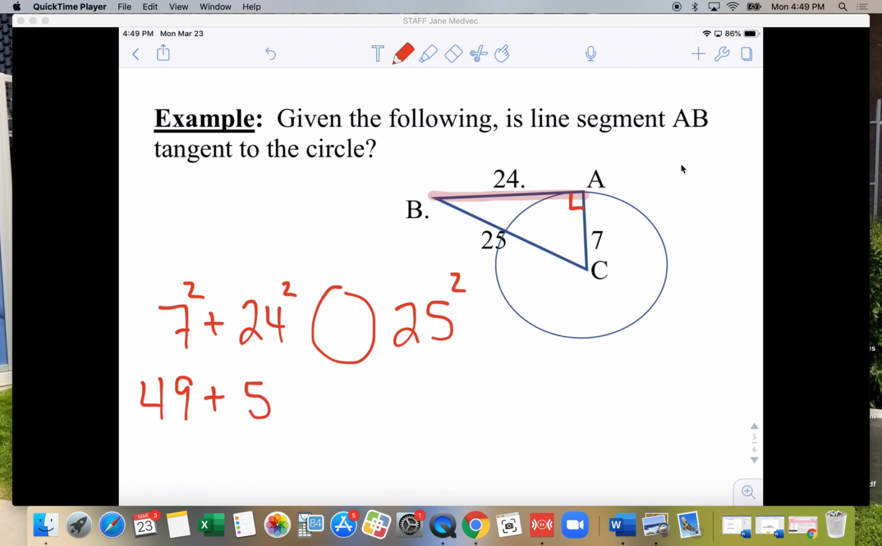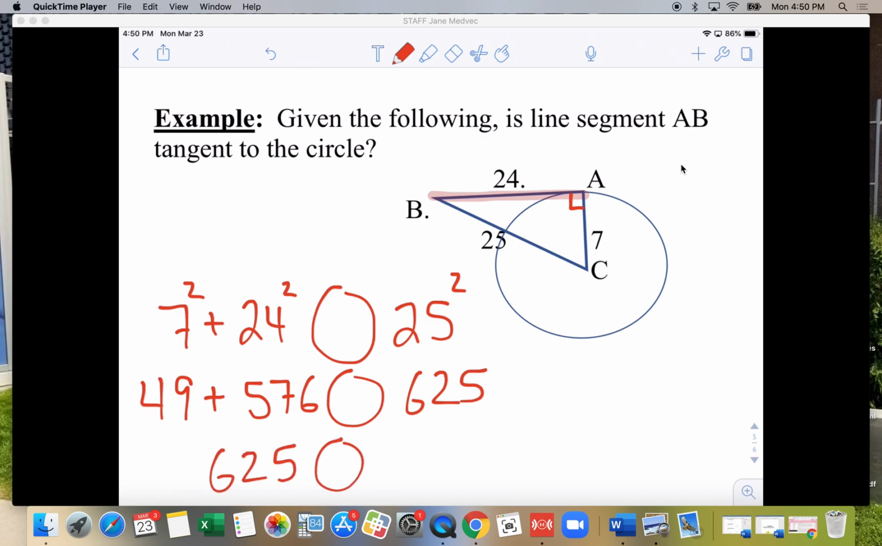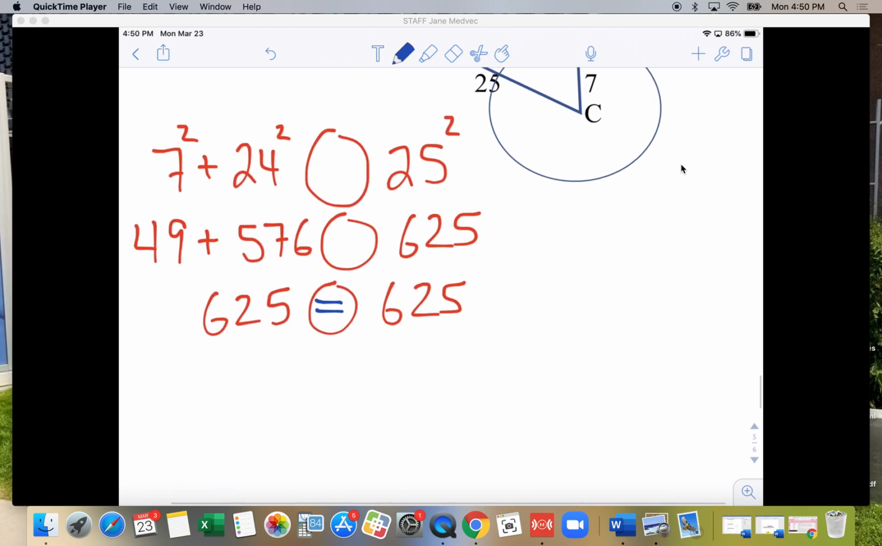So I'm going to go 49 plus 24 squared is 576. This is 625. So I add 576 plus 49. I get 625 and 625, which means that it's equal. And because it's equal, it's a right triangle.